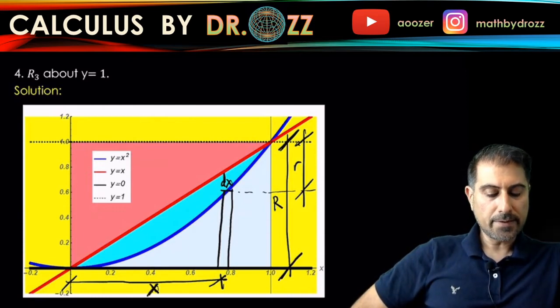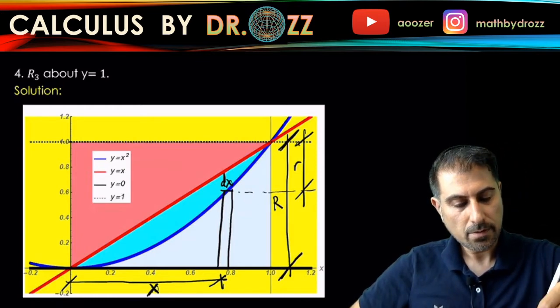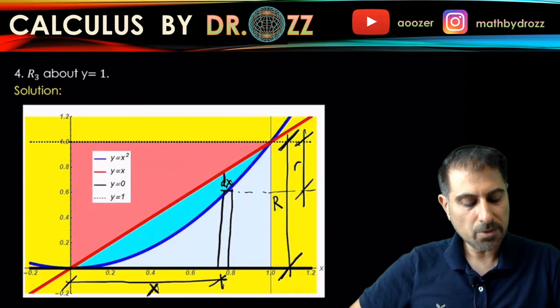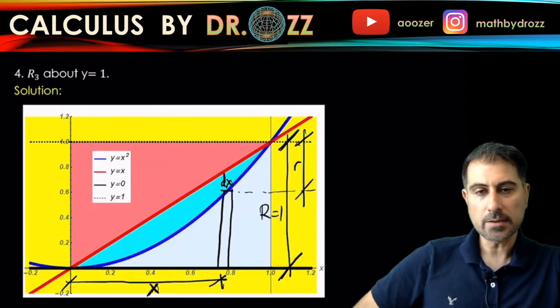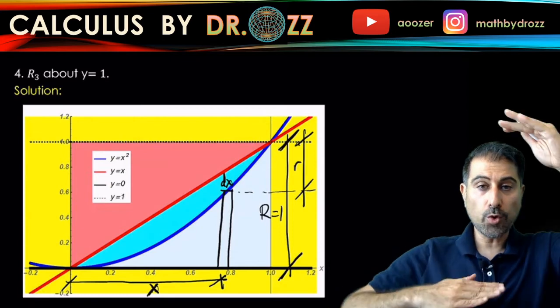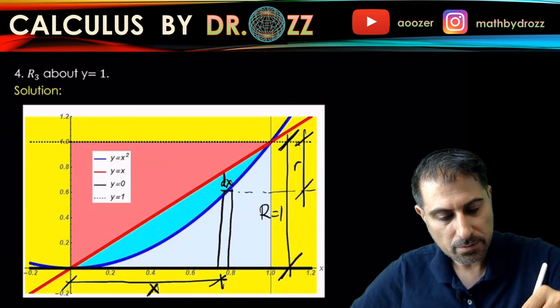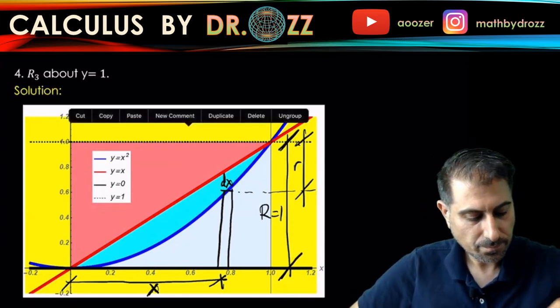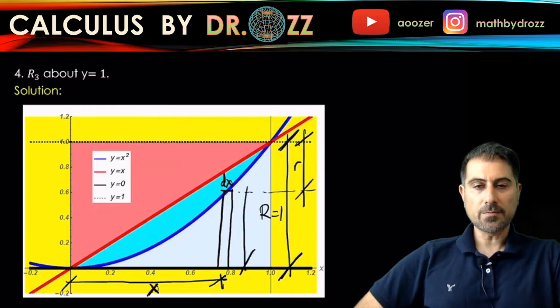The outer radius is easier to determine because it's just 1. The outer radius is the distance from the x-axis to the y equals 1 horizontal line. That's just 1. The inner radius is that total distance minus this distance here. So whatever that distance is, I'm going to subtract it from 1, and that's going to be little r.